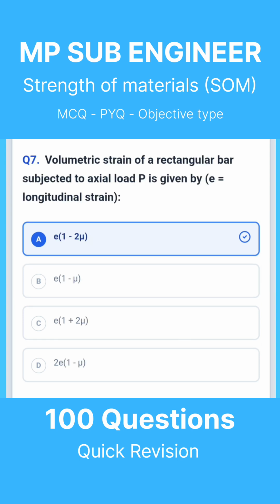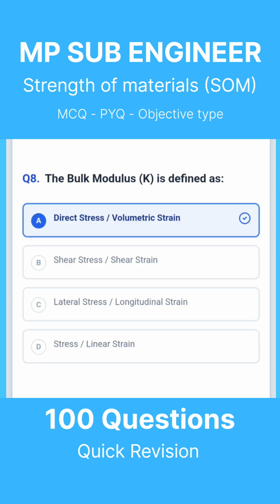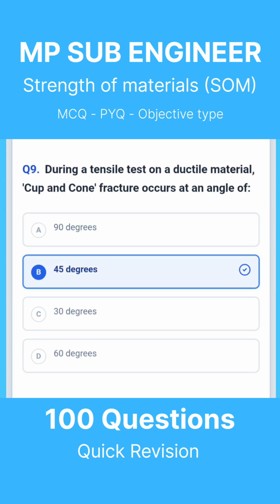Question 7. Volumetric strain of a rectangular bar subjected to axial load P is given by e, where e equals longitudinal strain. The correct answer is e(1 - 2μ). Question 8. The bulk modulus K is defined as. The correct answer is direct stress divided by volumetric strain. Question 9. During a tensile test on a ductile material, cup and cone fracture occurs at an angle of. The correct answer is 45 degrees.